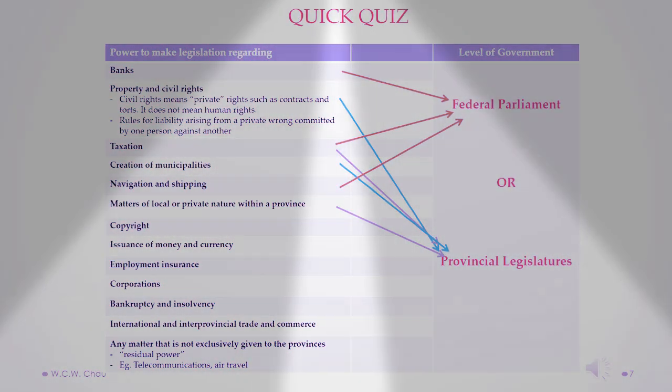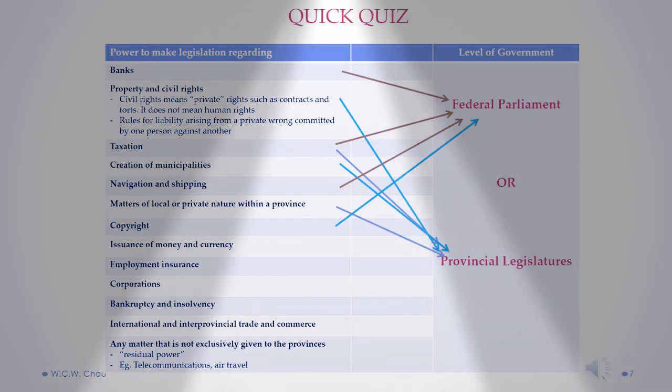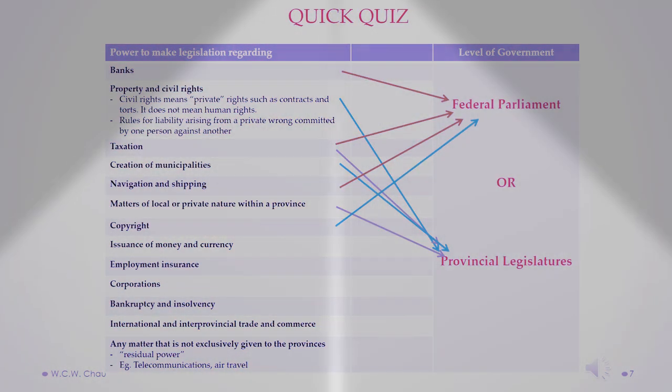Copyright and any other intellectual property matters, such as patents, belong to the federal parliament. So copyright is regulated by a statute called the Copyright Act, and that is under Section 91.23.